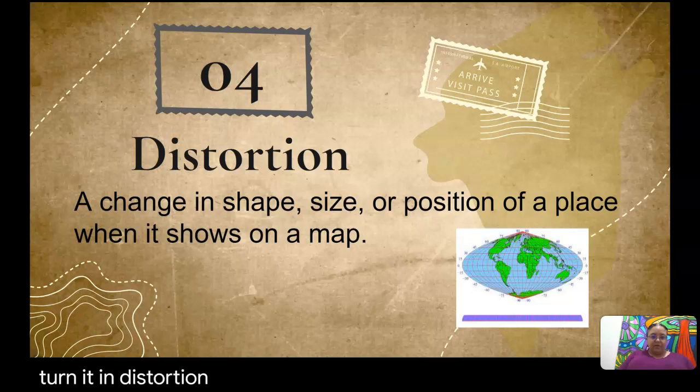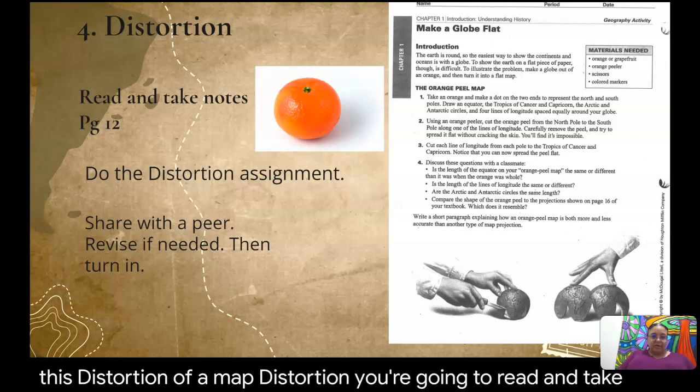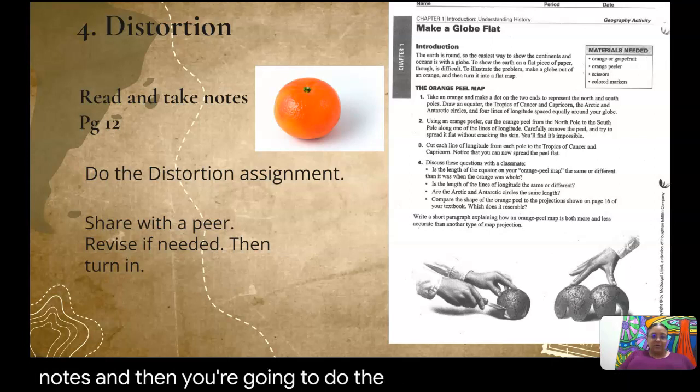Distortion. It is a change in the shape, size, or position of a place when it shows on a map. Once again, this is a picture of distortion of a map. Distortion. You're going to read and take notes, and then you're going to do the distortion assignment.